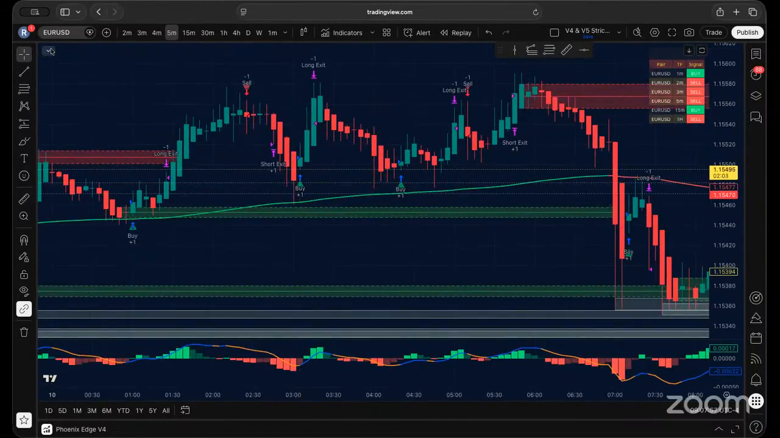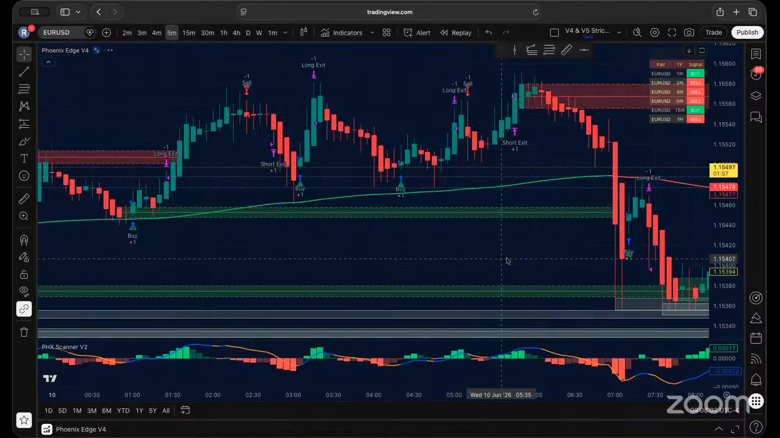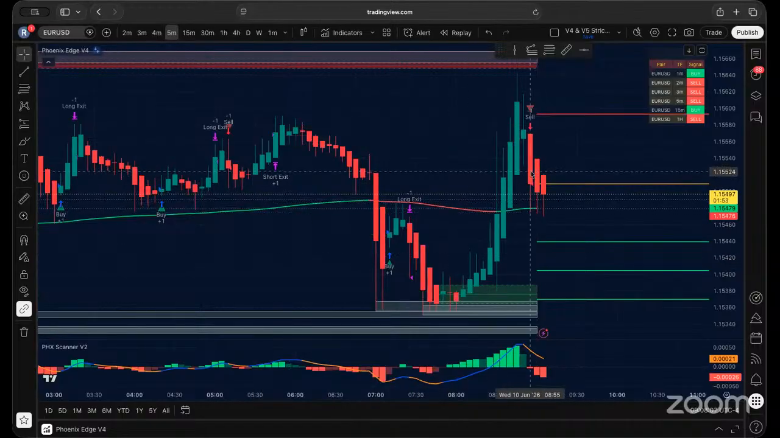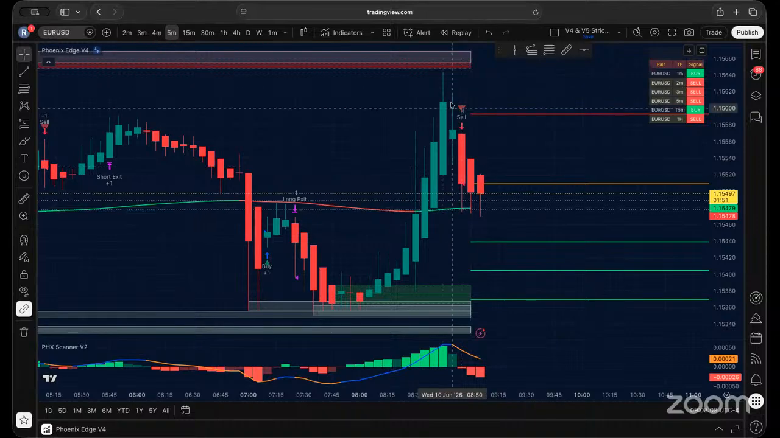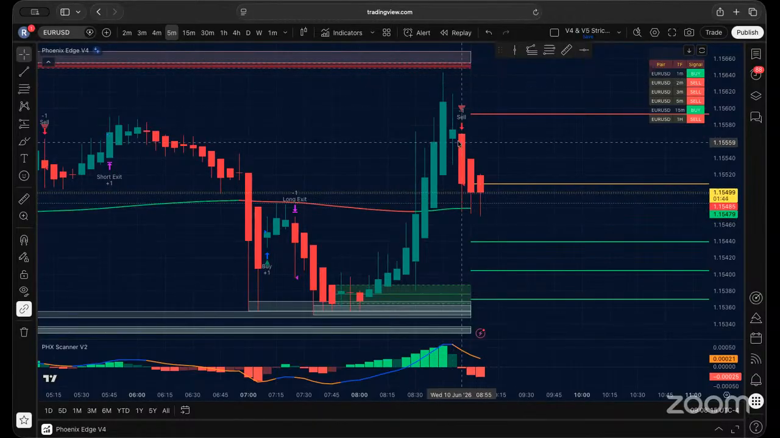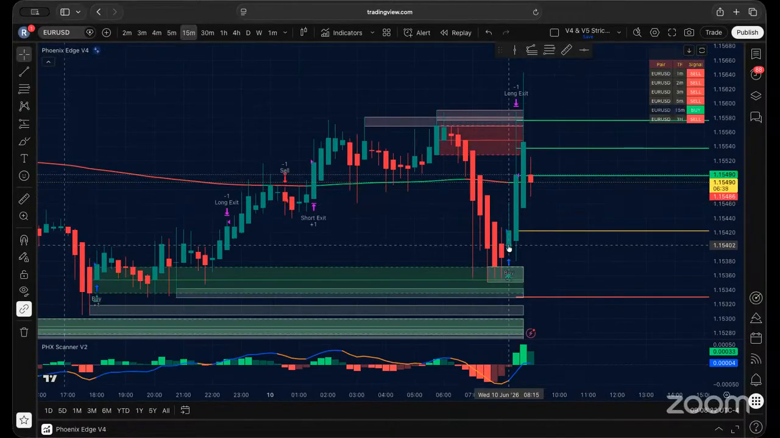Let me see if I can show a more recent example. This would have been nice if it would have just tapped our little zone there. So, let's see.